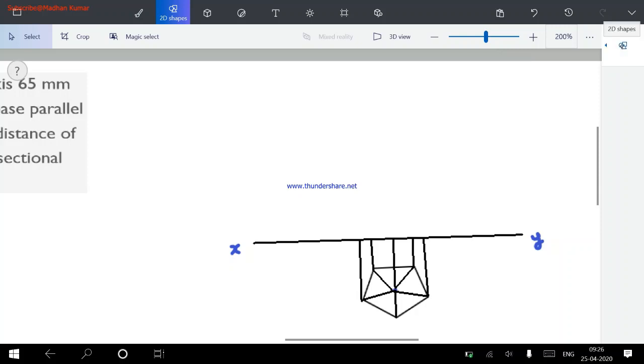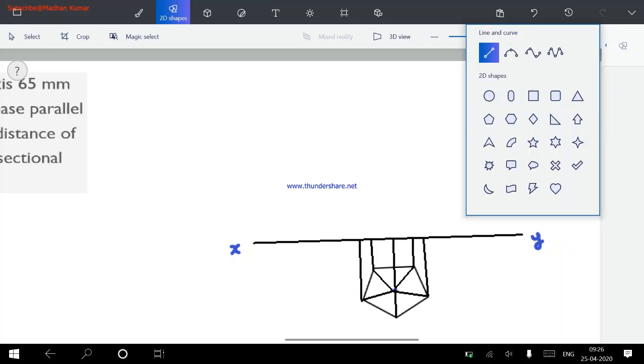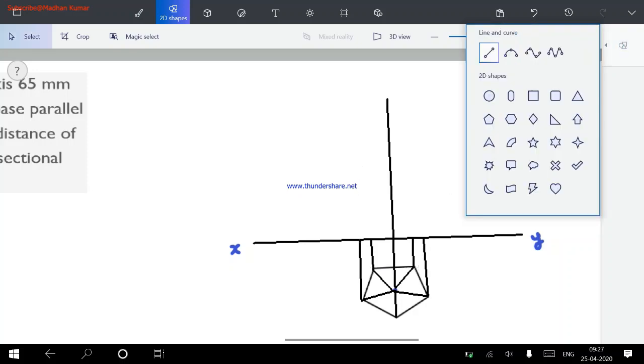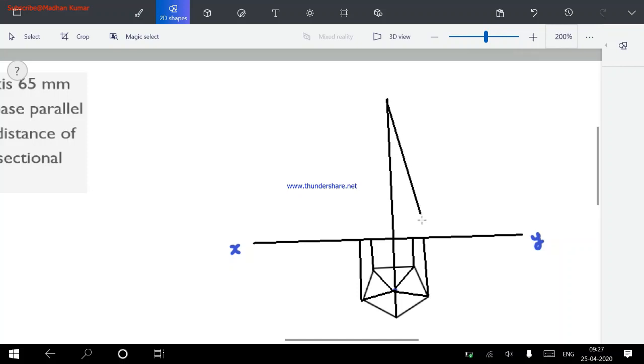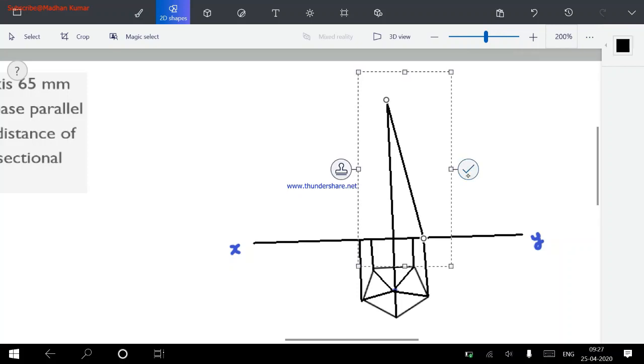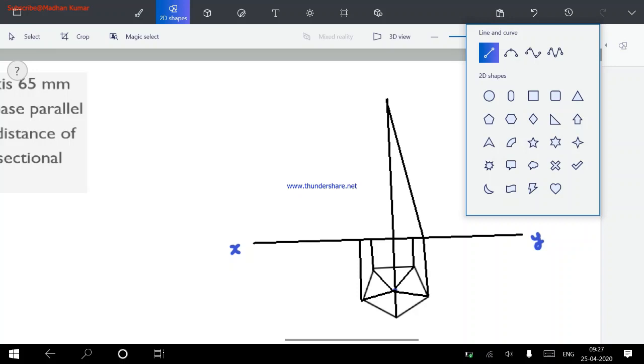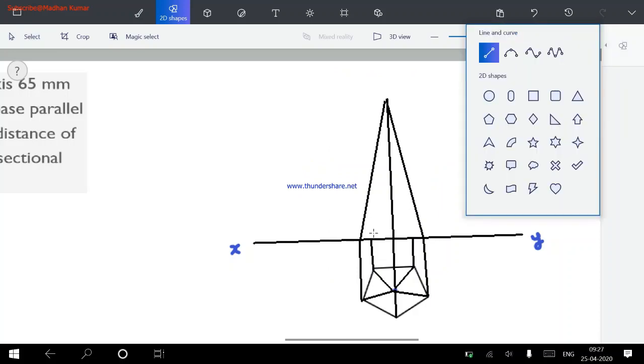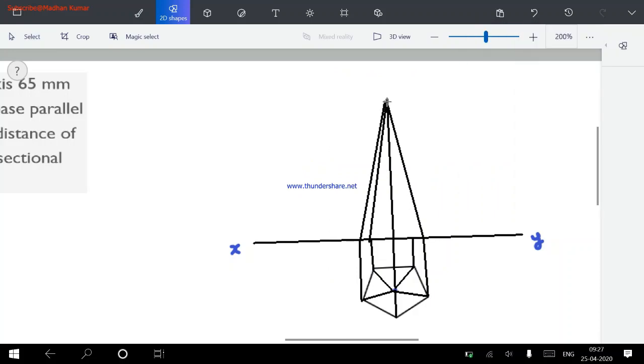We have completed the top view, and then you are going to introduce the front view now. For this front view, the axis is 65 mm. You are just introducing the axis of 65 mm, and then you have to connect the remaining edges in this way. So all the other front view edges are plotted now.